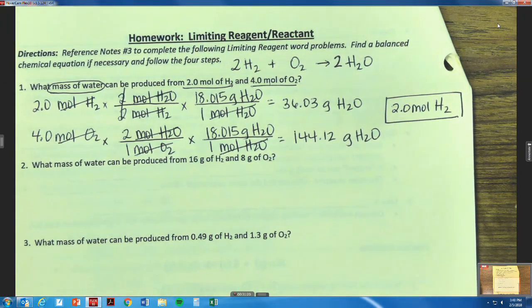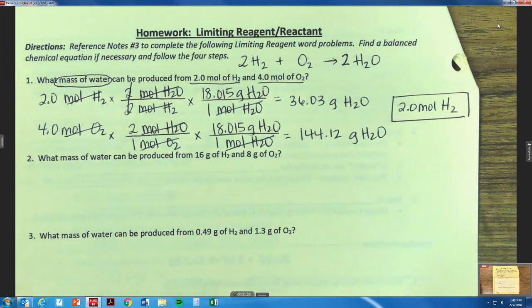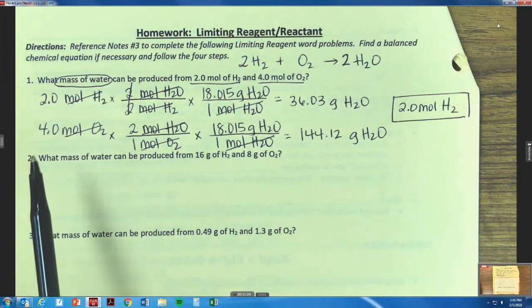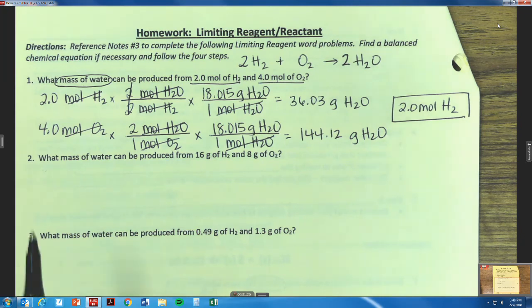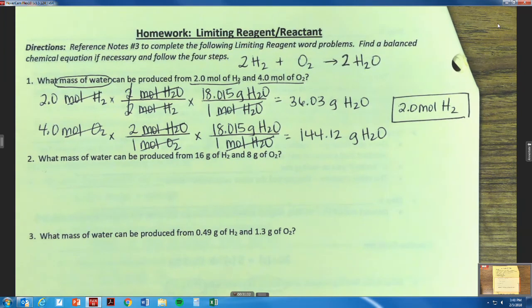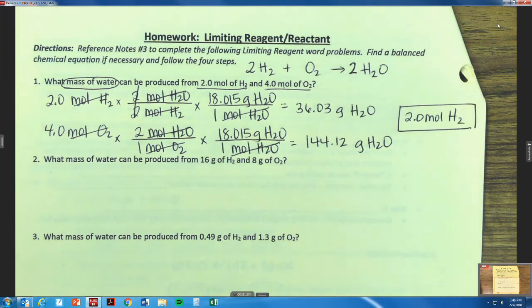All right, so hopefully doing homework problem number 1 will help you guys figure things out. It's just like doing the s'mores. Again, if you have questions, please let us know.